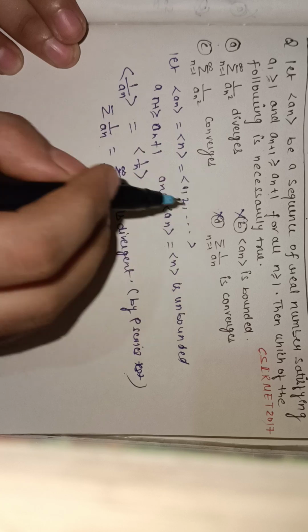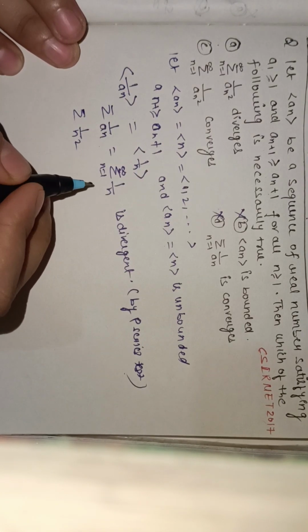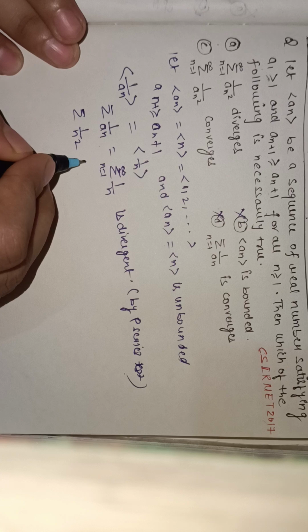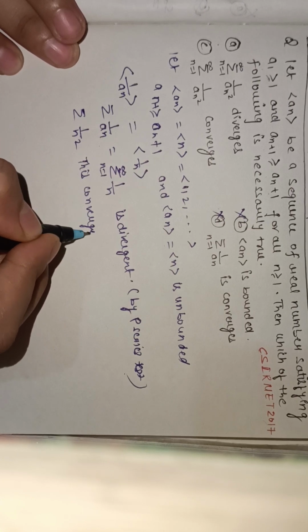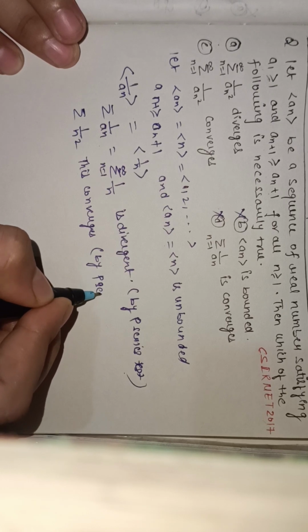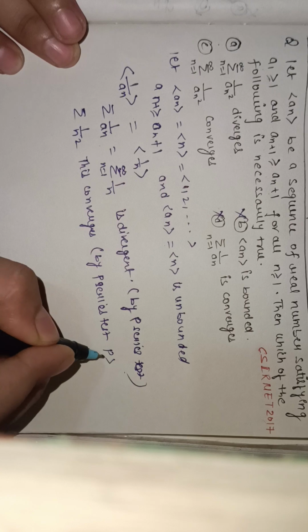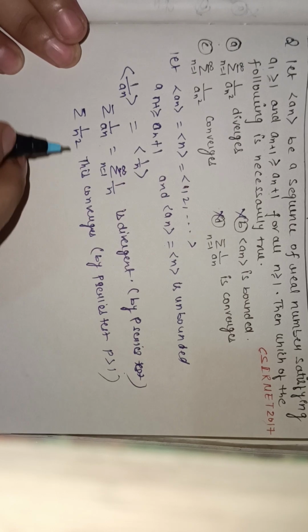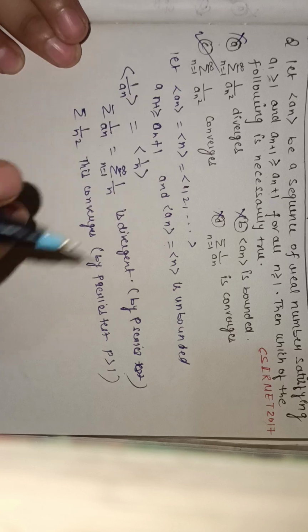And if we take the square, the series 1 upon n squared is a convergent series, again by the p-series test, as p is greater than 1, the series is convergent. So this option is wrong and this is the correct answer.